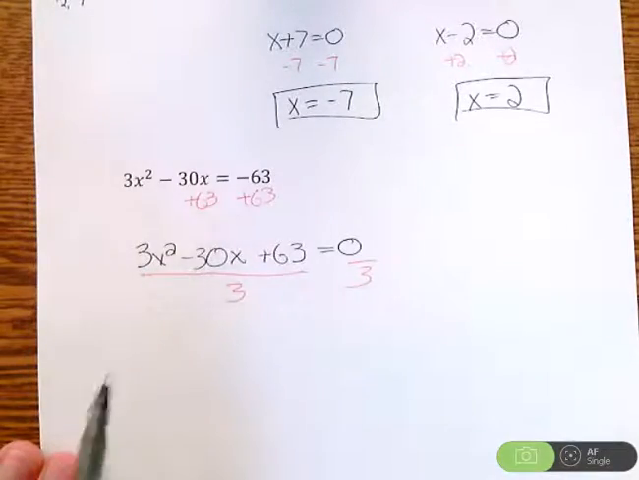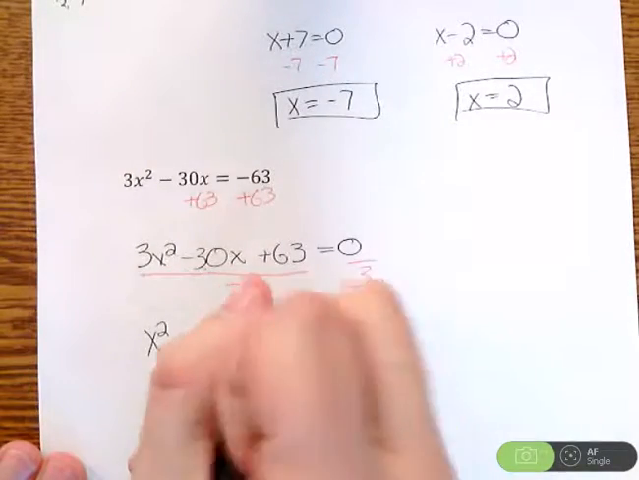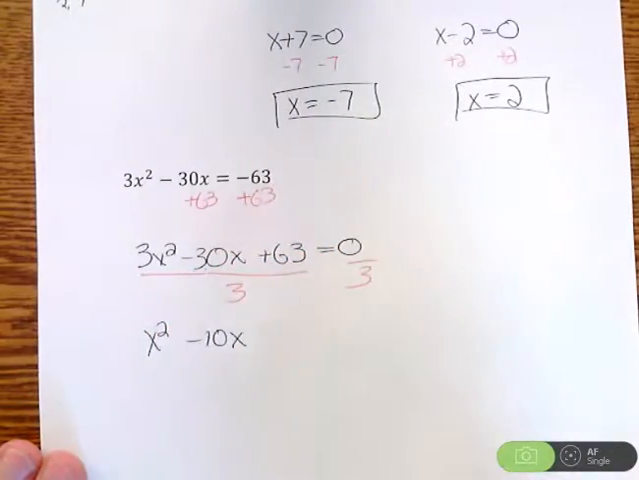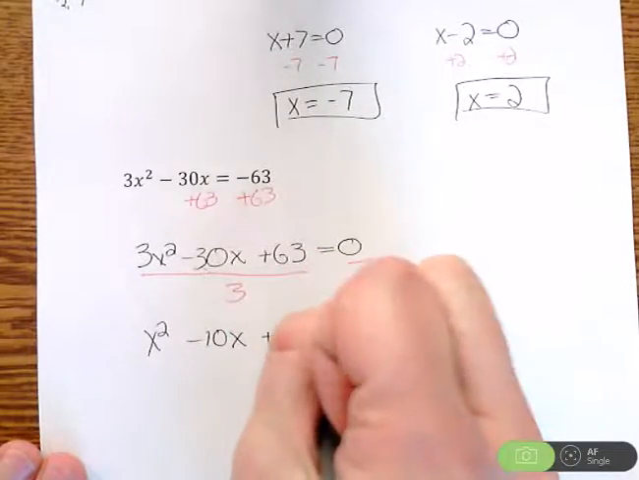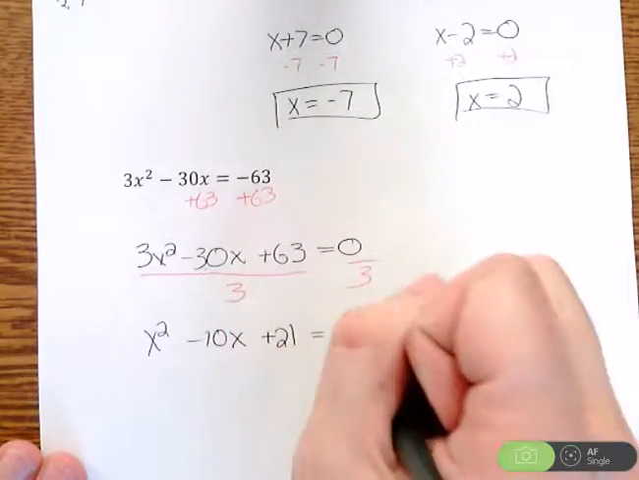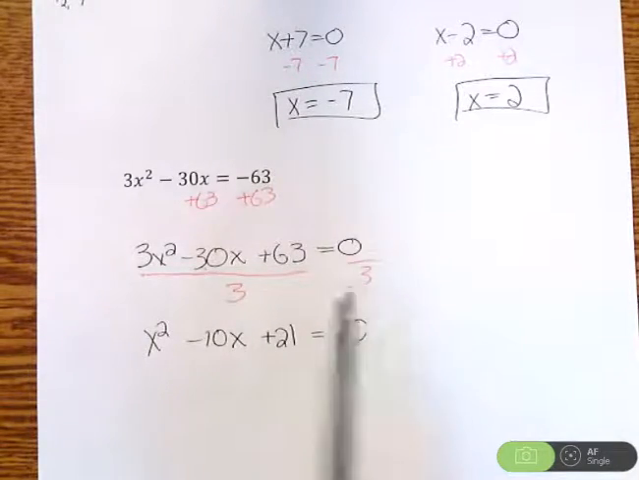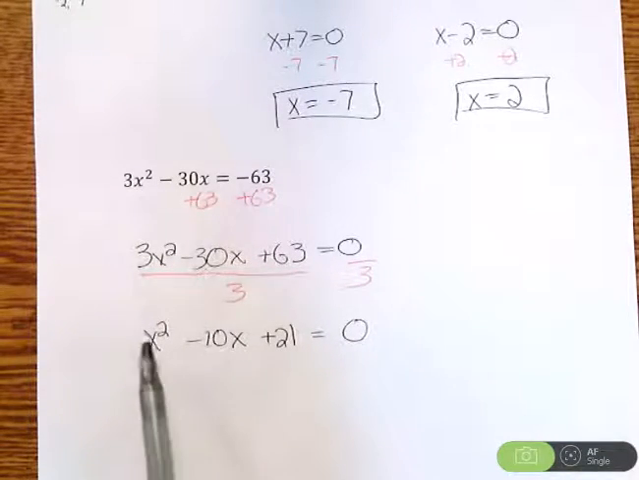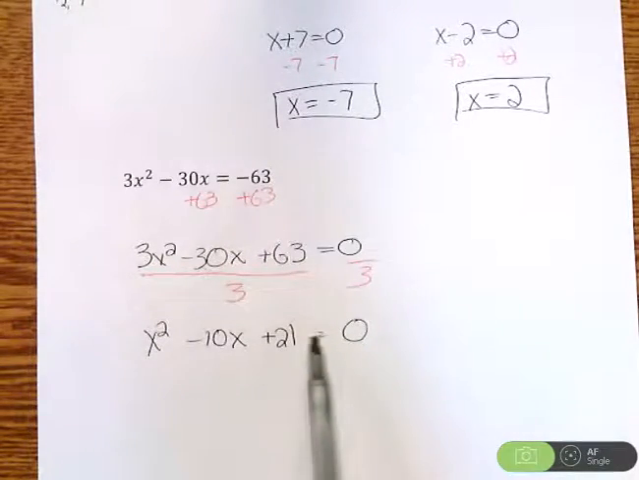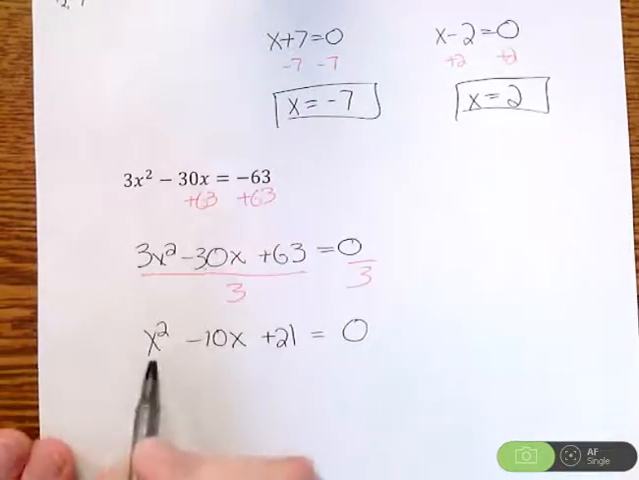Now here's what happens. That works out. 3x squared divided by 3 is just going to be plain old x squared. Negative 30 divided by 3 is going to be negative 10x. And then 63 divided by 3 is going to be 21. And on the right side, 0 divided by 3 is 0. And just like that, I noticed that those pieces are working that way. I've gone from having this 3 in front of my x squared to having no 3 in front of it. And this is going to factor just like what we did up above on this piece of paper. So we can do the shortcut.